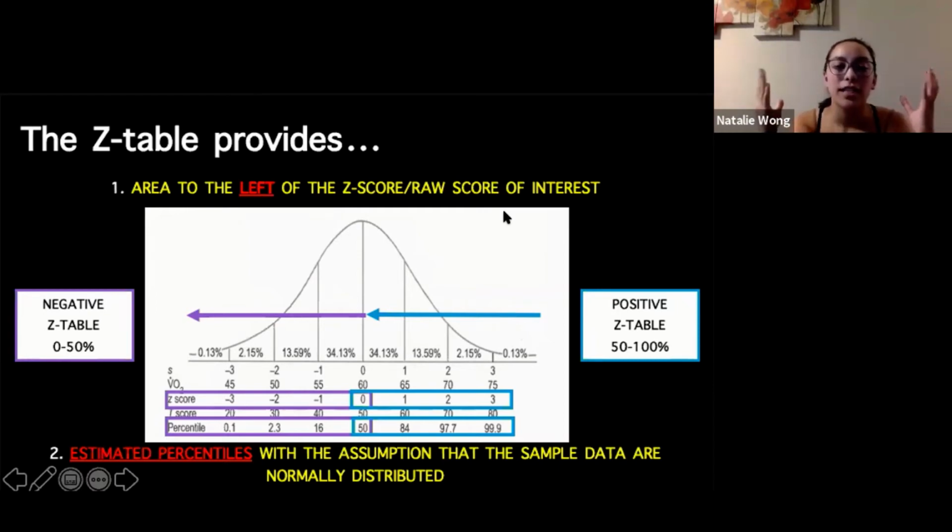So that's the other thing I put in red, is that z-scores give us estimated percentiles. We'll talk about exact percentiles next week, but it's important to remember you are assuming you have a perfectly normal distribution if you're using z-scores to calculate percentiles. So we call them estimated percentiles for that reason. Okay, do I have any questions?